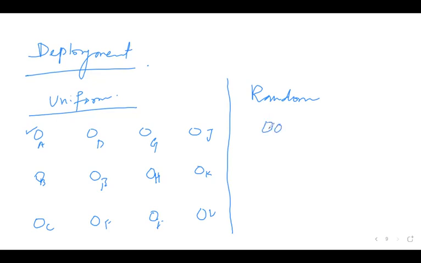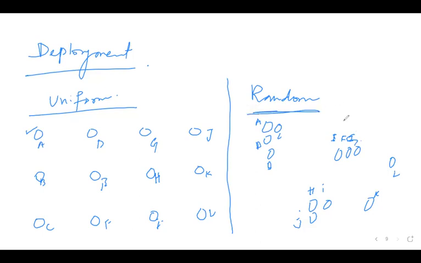And random deployment can be like this. We have A, B, C, and even D together. And then onward here we have E, F, J. Here we have H, I, J. So this is G, and then onward K, and then onward L. So this is a random deployment where you don't know which node will lie at which location.